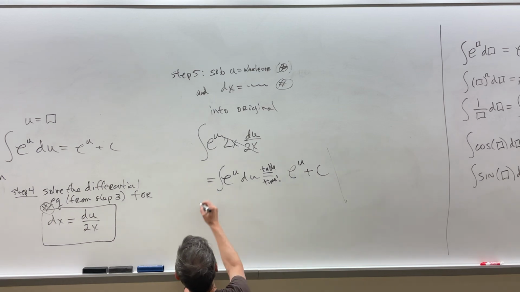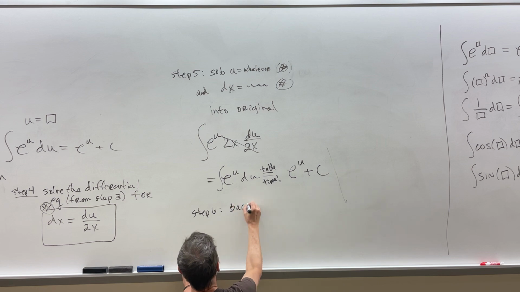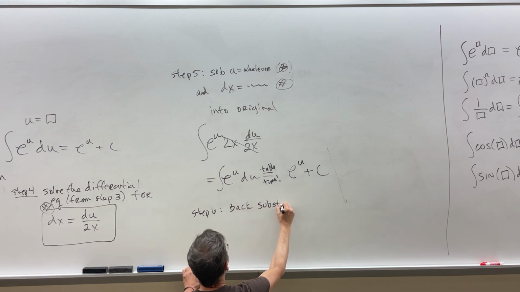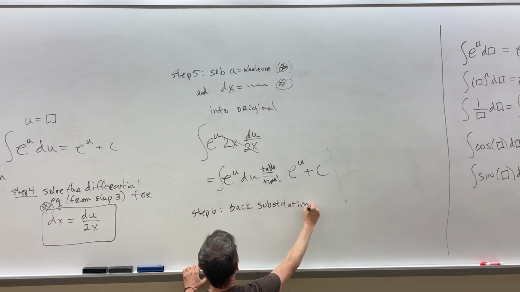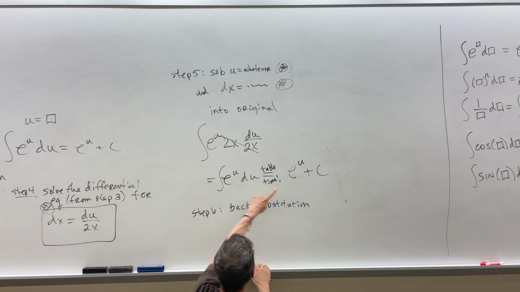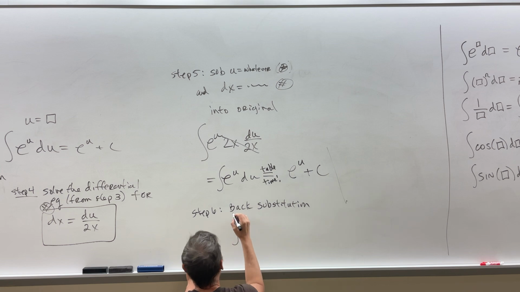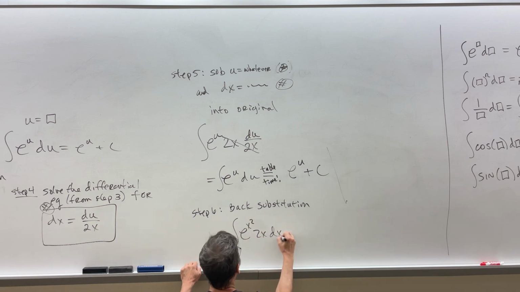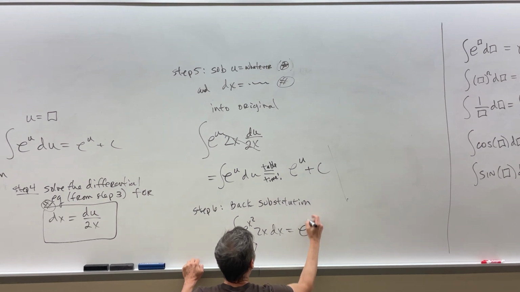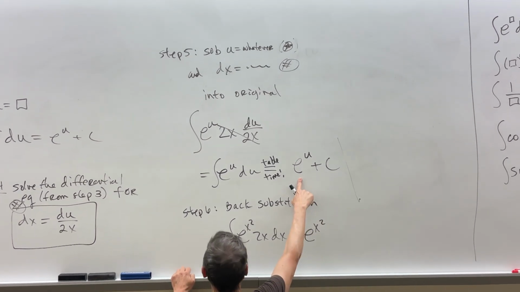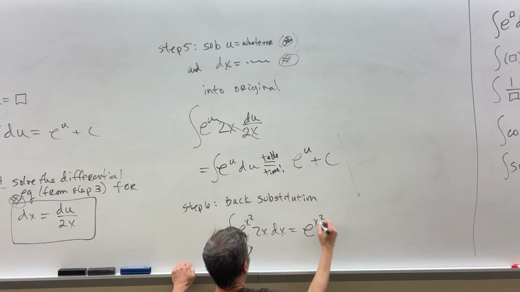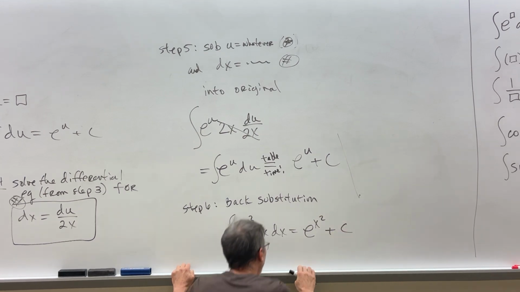So the last step is step 6, and that is back substitute. So now we're going to use whatever our u substitution was and replace it in here. So this integral, now I can rewrite it. The original integral, e to the x squared 2x dx, is equal to e to the x squared. I'm just literally plugging x squared in there, plus c, and I'm done.